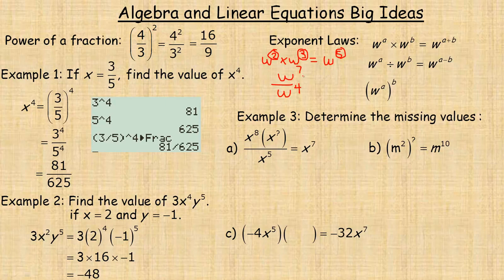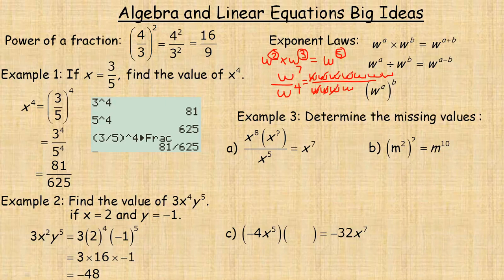The w to the 7th means there are 7 w's. I'm not going to put the multiplication symbols because I'm kind of out of room here. So 4, 5, 6, 7 w's multiplied, divided by, and w to the 4th means there are 4 of them. These divide out, so each w divided by w is 1. That's why they divide out.